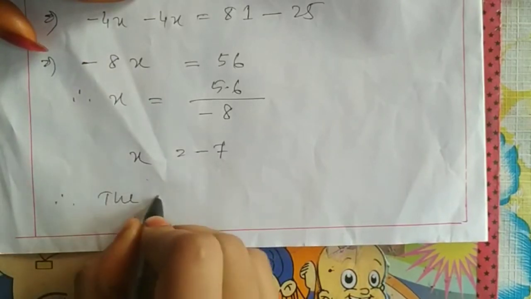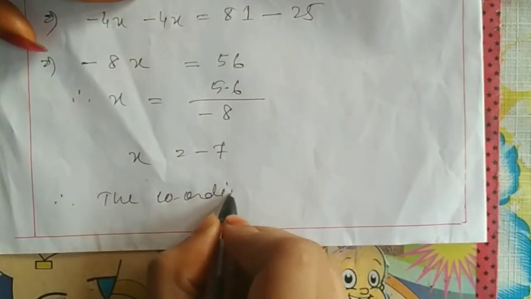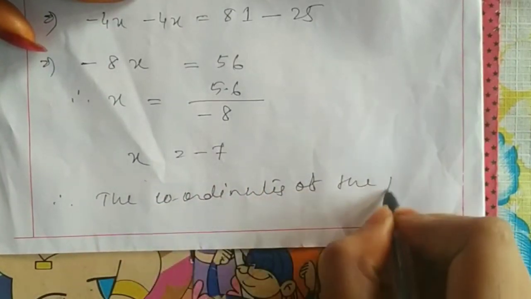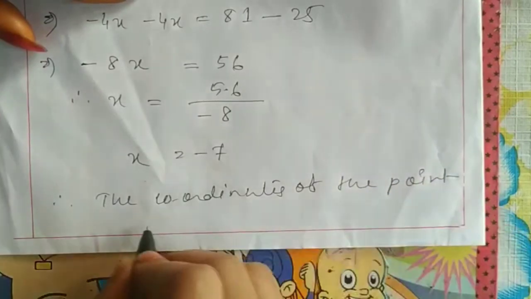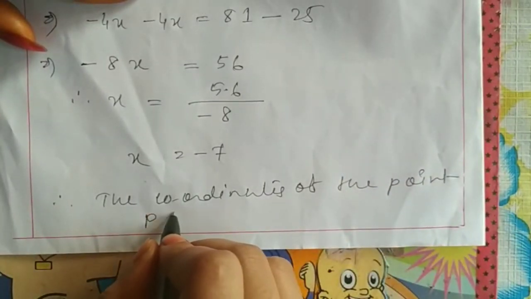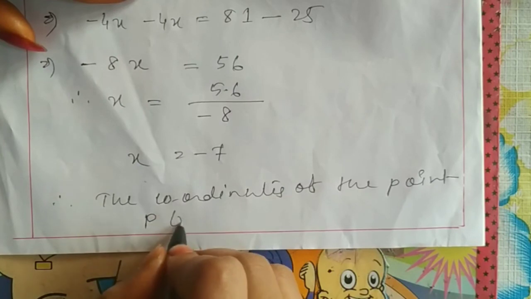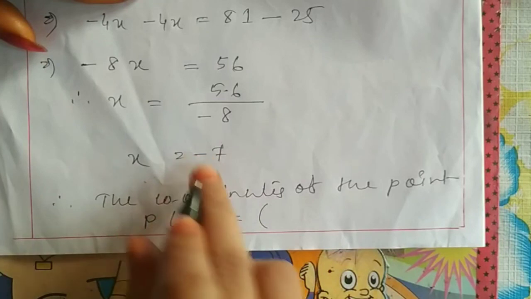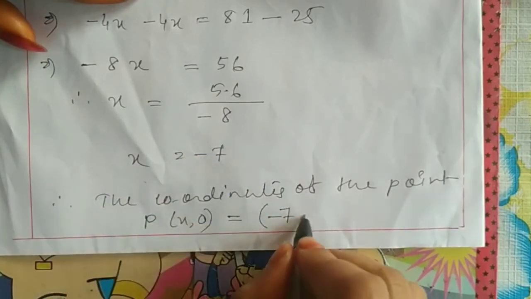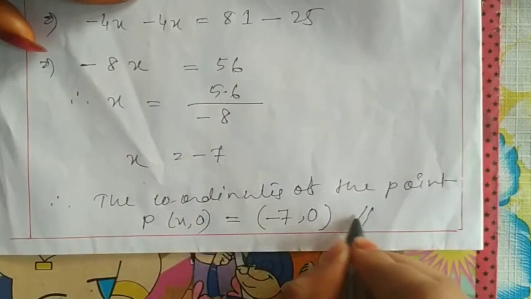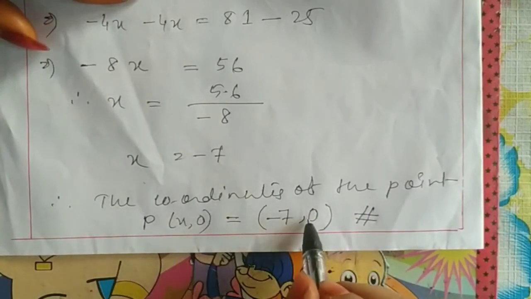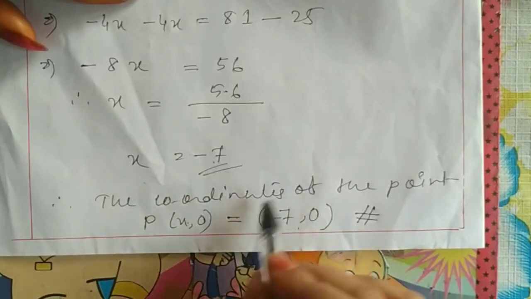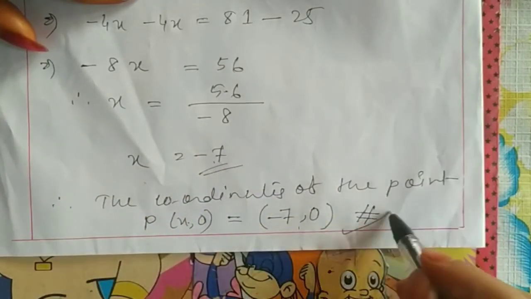Therefore, the coordinates of the point P, x comma y, we got x as minus 7 and y is 0. The y is already 0, so we only needed the x value. We got x as minus 7 and put it in. So this is the coordinate of P. Okay, this is the answer.